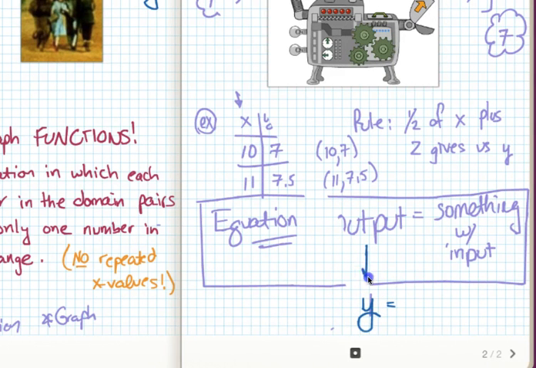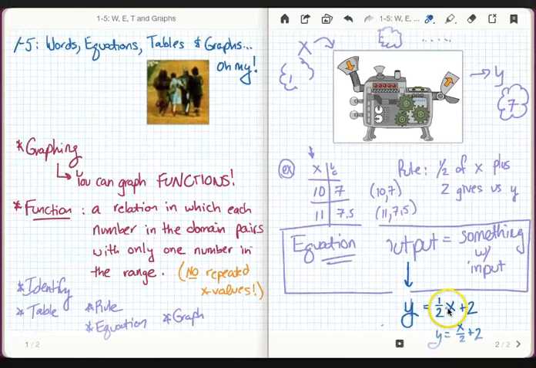I know my output is y. So what am I doing with x? Well, I'm taking half of it and then I'm adding 2. So how can I write that down? There are a couple of ways. You could do 1/2 times x plus 2, or we could write it x divided by 2 plus 2. Either way, we would have an equation that's accurate and that demonstrates the rule that we are applying in this particular function. Let's go ahead and practice using our handouts.